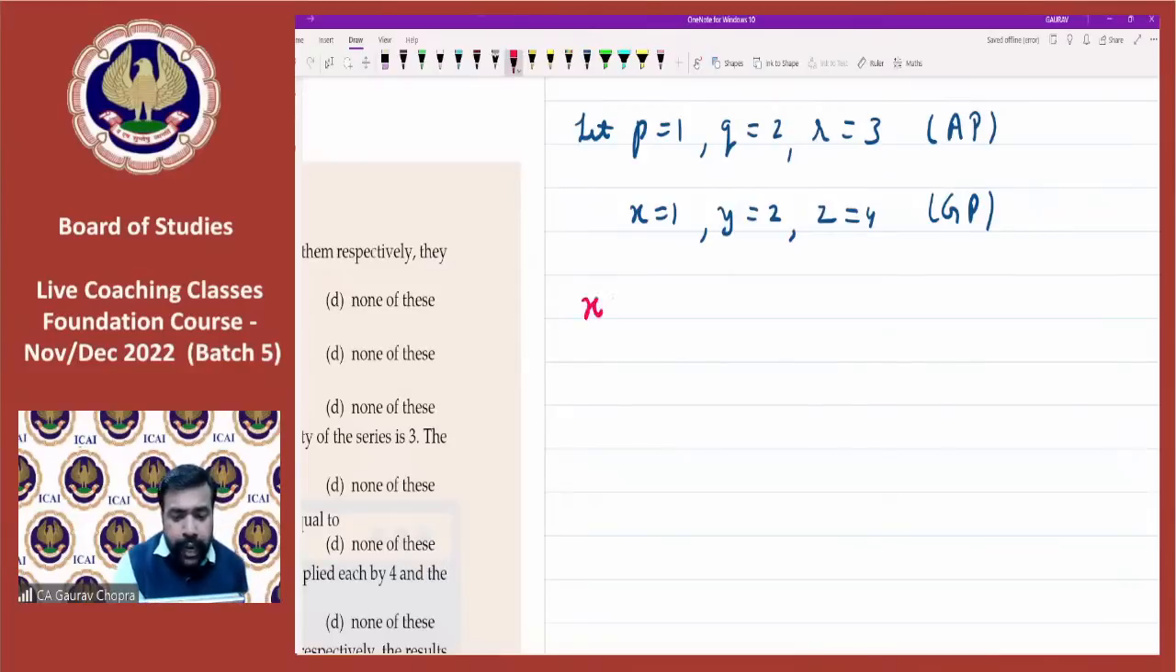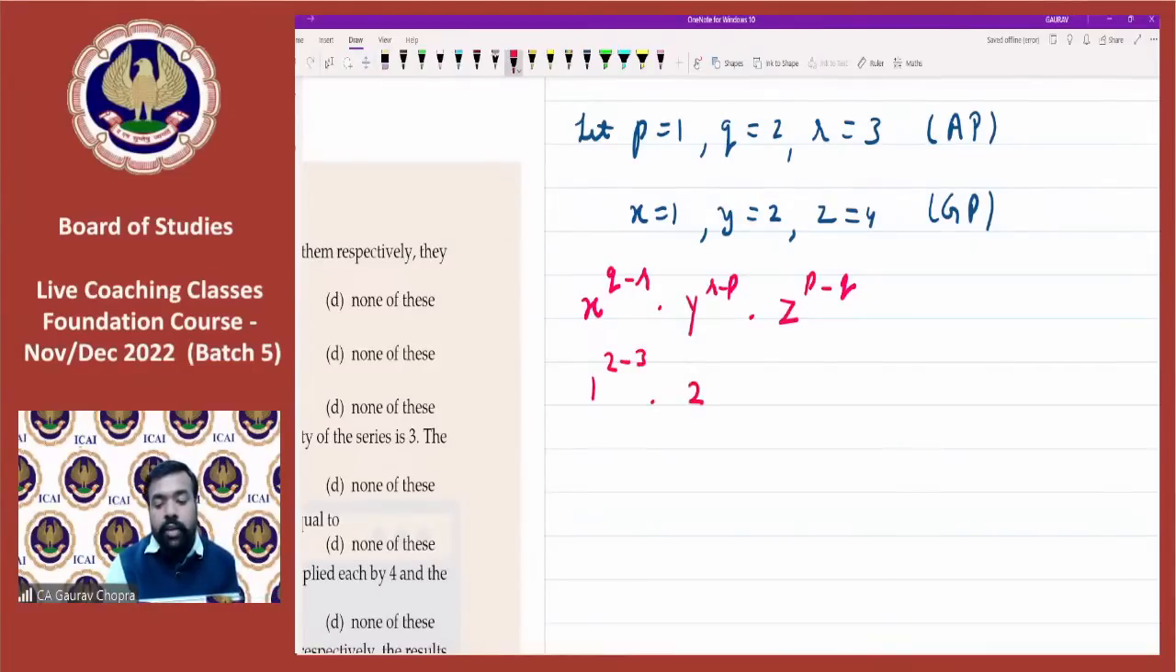We have to calculate x to the power of q minus r multiplied by y to the power of r minus p and then z to the power of p minus q. Now, let us substitute the values. So, x is 1, power of 2 minus 3, multiplied by y is 2, power of 3 minus 1, and then z is 4, power 1 minus 2.